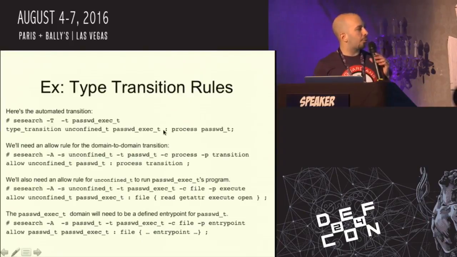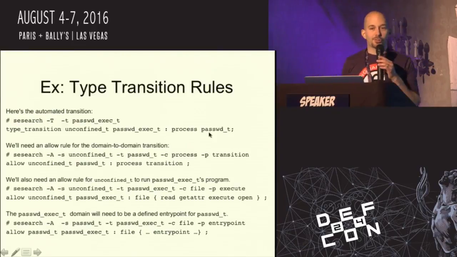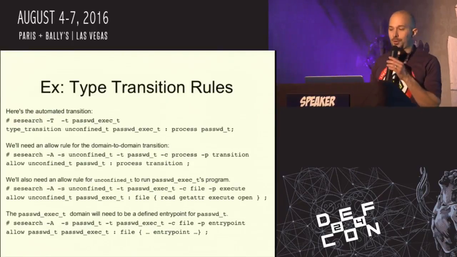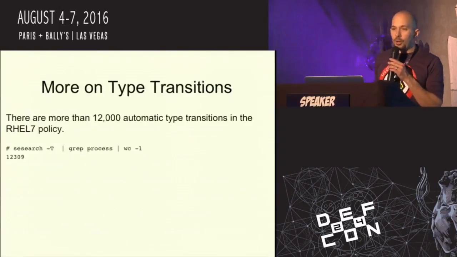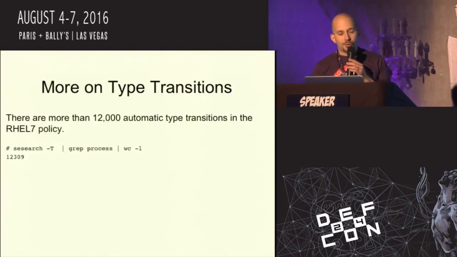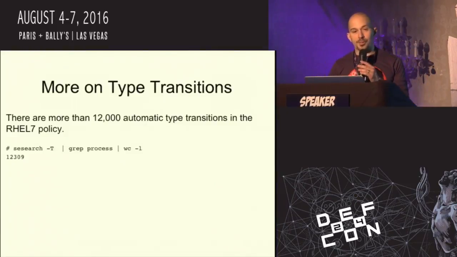Those last 3 were all the allows. And then that first line basically specifies that it has to happen whether people like it or not. So it specifies the transition and makes it automatic. It's not just something you can request, it's something that happens whether you like it or not. So there are a lot of these transitions. There are more than 12,000 of them in the Red Hat 7 policy. So yeah, this is pretty integral to the way the system works.